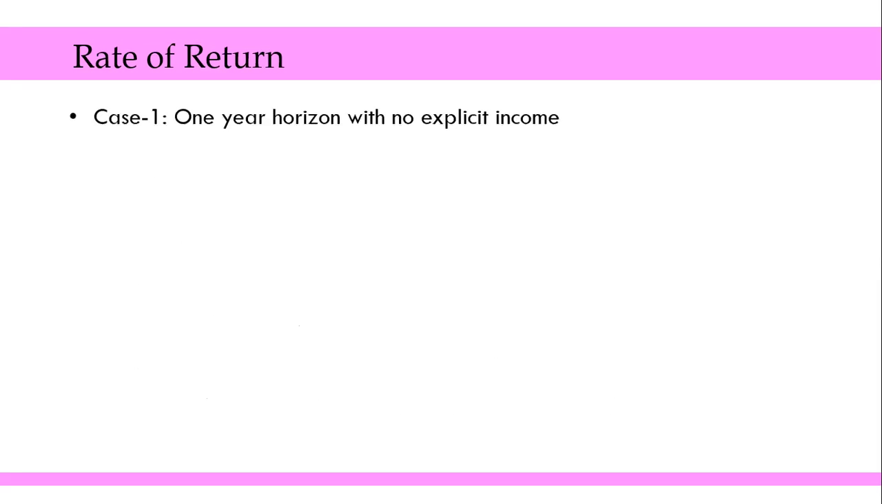Let's look at the first case. It is a 1 year horizon case with no explicit income. That means you invest something today, at the end of 1 year, you get something back. In between, there is no cash flow. In that case, the rate of return is computed using a formula which is PE divided by PB minus 1, where PE is price at the end and PB is price at the beginning.